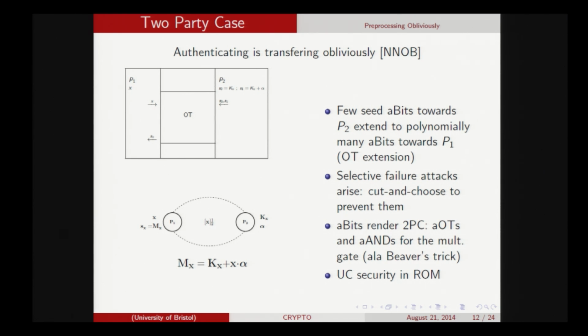OK, so once they got these authenticated bits, then two-party computation follows. They were able to generate some variants of the triples that they called authenticated OTs and authenticated ANDs to implement the online multiplication.